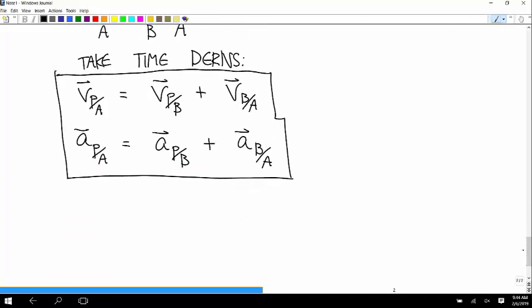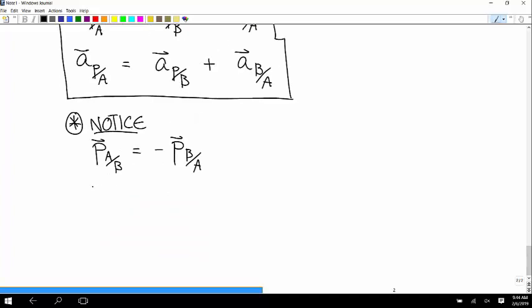And if you ever need it, notice that for any subscripts A and B, the position of A relative to B is the opposite of the position of B relative to A. And that's true for velocity and acceleration too.